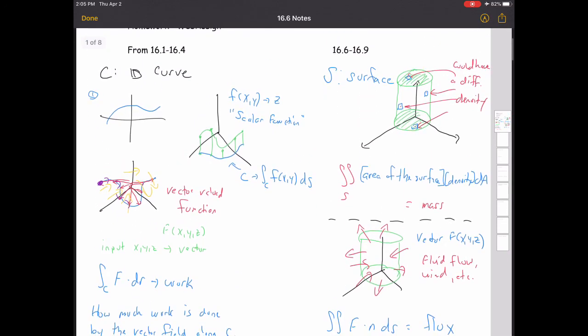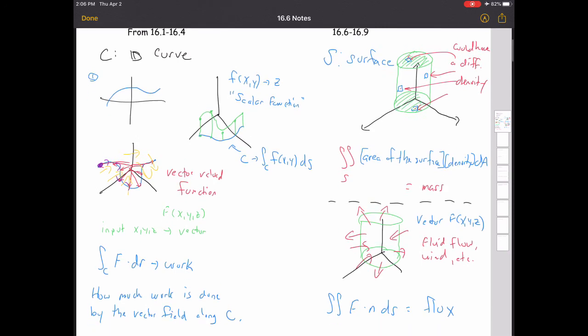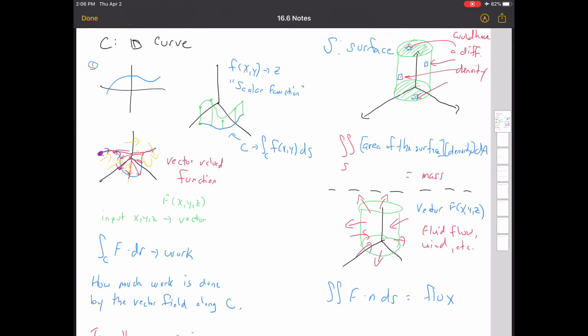In 16.6 to 16.9, we're talking about how could we possibly find the mass around a surface and what we can do with the actual surface in three-dimensional space, and then what's going to happen as we have some kind of a vector field acting upon that surface.